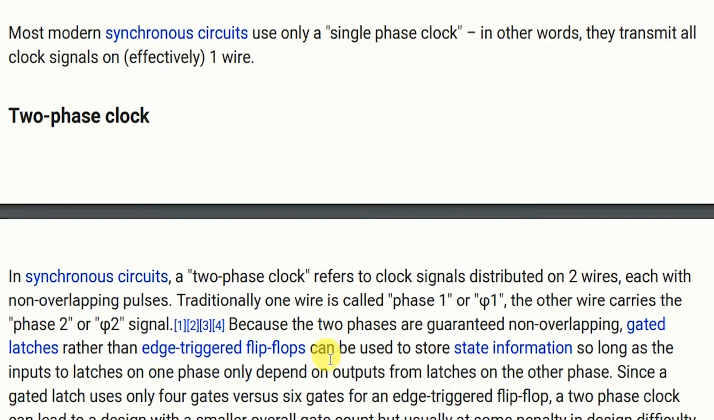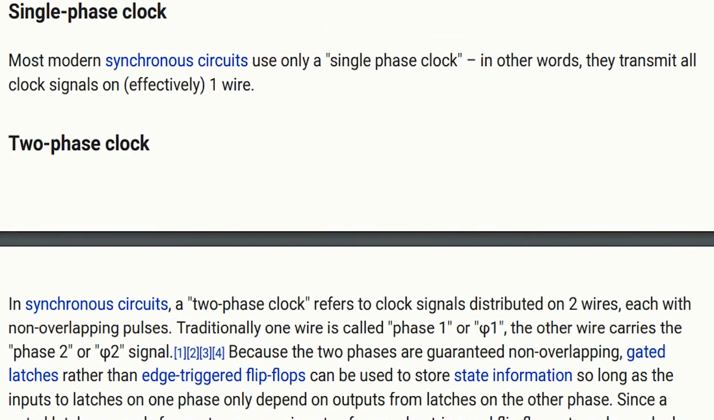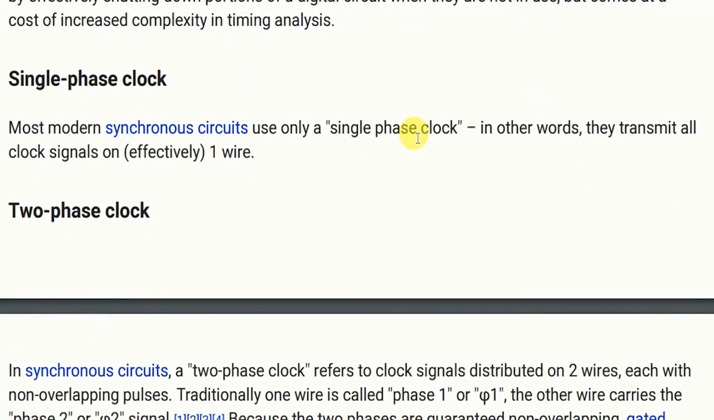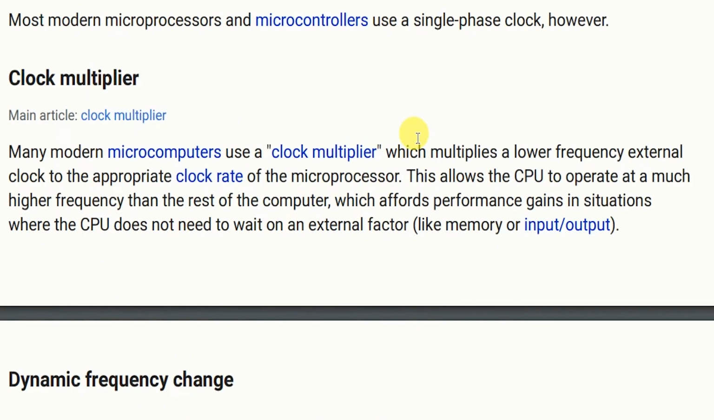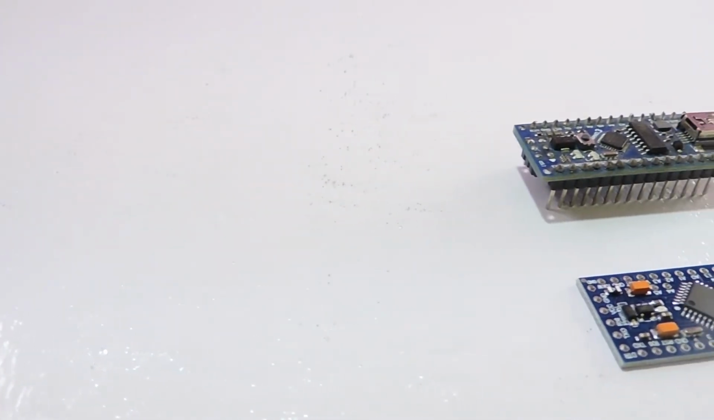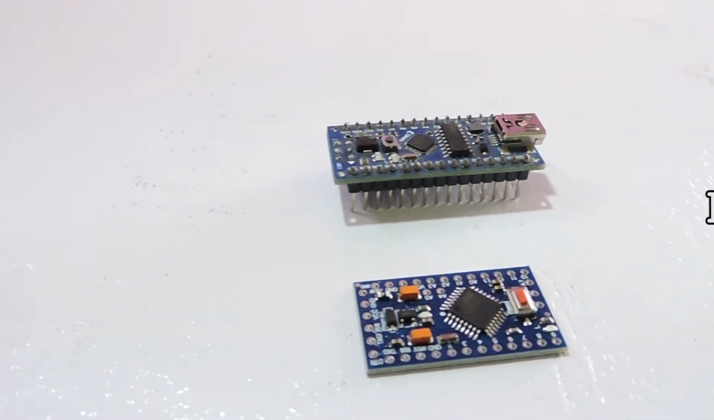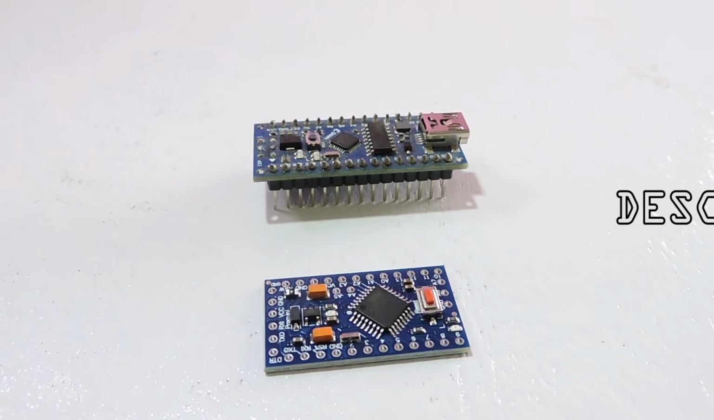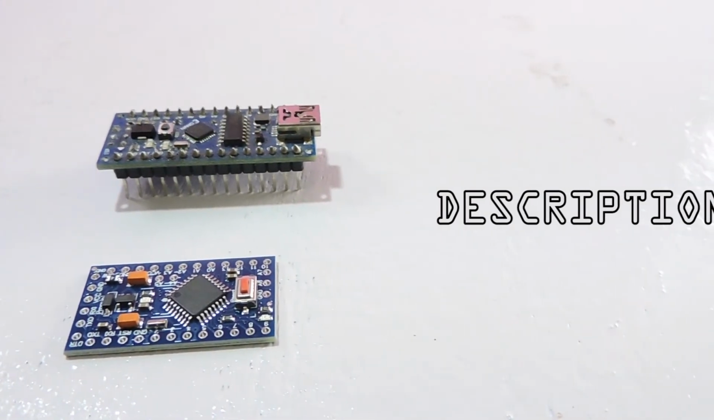Here are a few things which may help you learn more about clocks. First, there are several types of clock: single phase clock, two-phase clock, four-phase clock, and there are many other terms like clock multiplier, dynamic frequency, etc. And also, not every device uses a square wave clock pulse. A few circuits like analog to digital converters, which you can see on an Arduino, use sine waves rather than square waves as their clock pulse. These topics are beyond the scope of this video, but not to worry, you will have a link in the description where you can learn more.